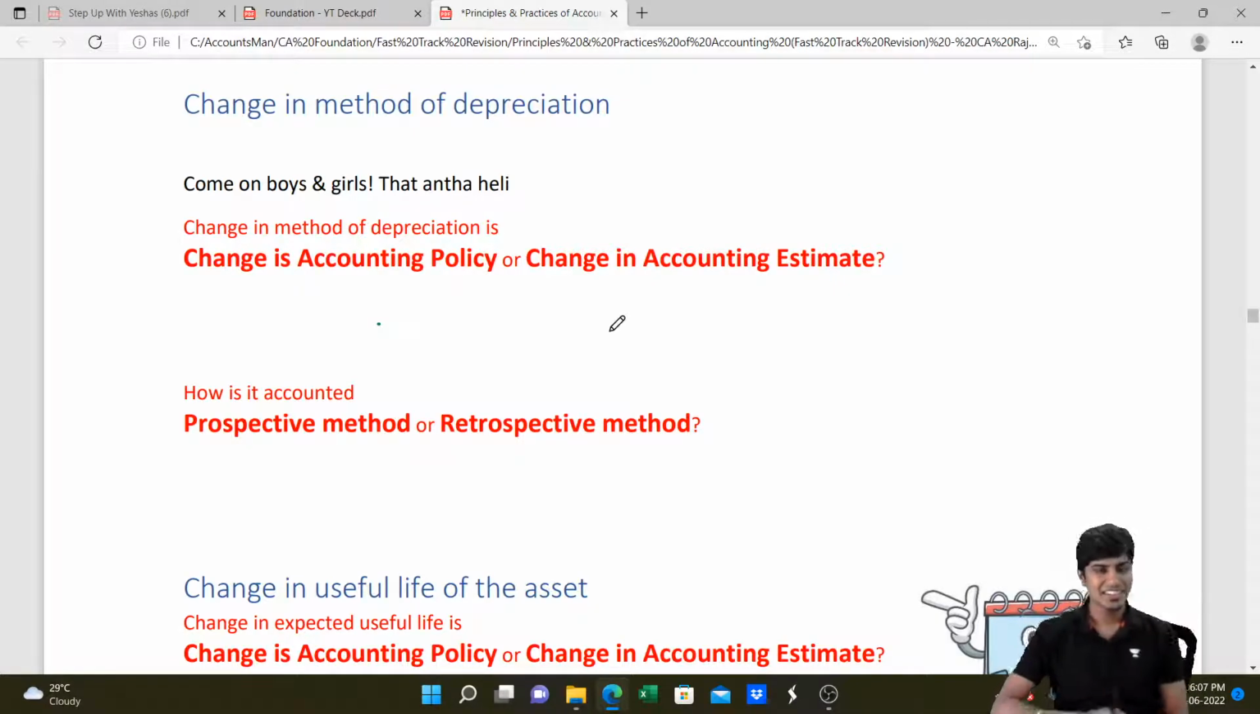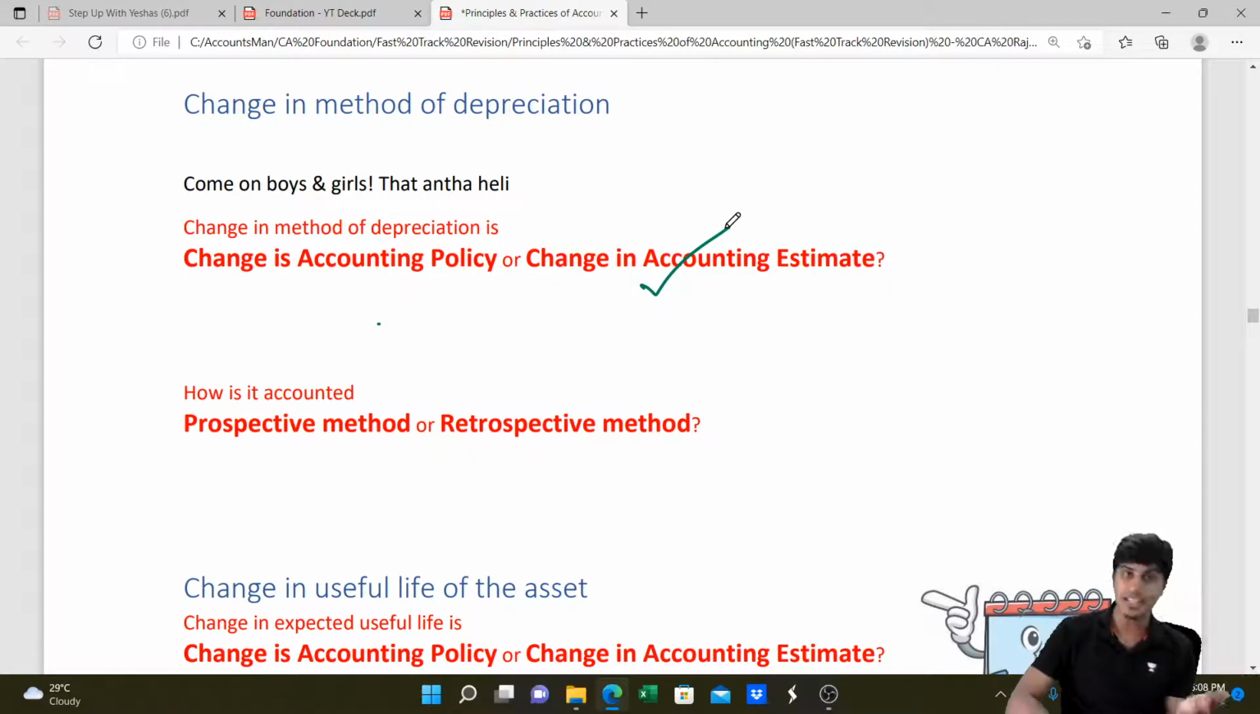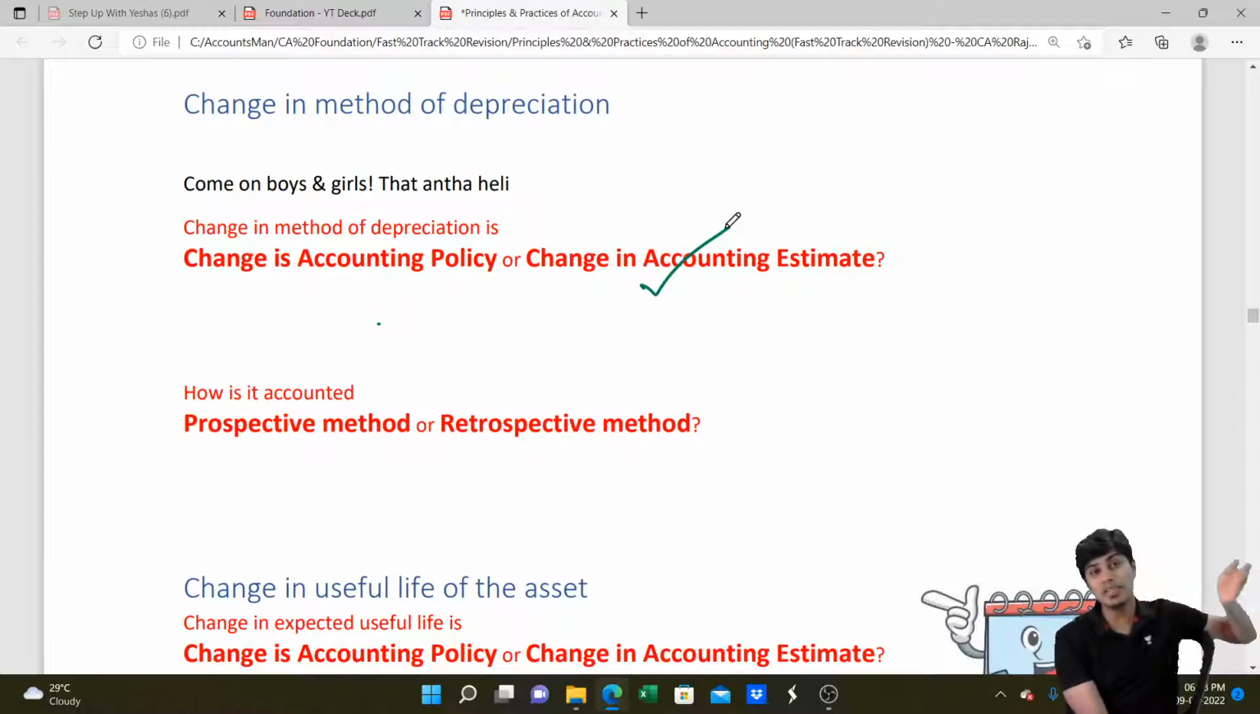Yeah, the majority of you would have got it right. Change in the method of depreciation is not a change in accounting policy. It is a change in accounting estimate. I told this to you previously also. Depreciation was an accounting policy under Accounting Standard 6. However, when AS 6 was removed and clubbed with AS 10 to revise AS 10 into Property, Plant and Equipment from Fixed Assets, depreciation was made no more an accounting policy, it is an accounting estimate.